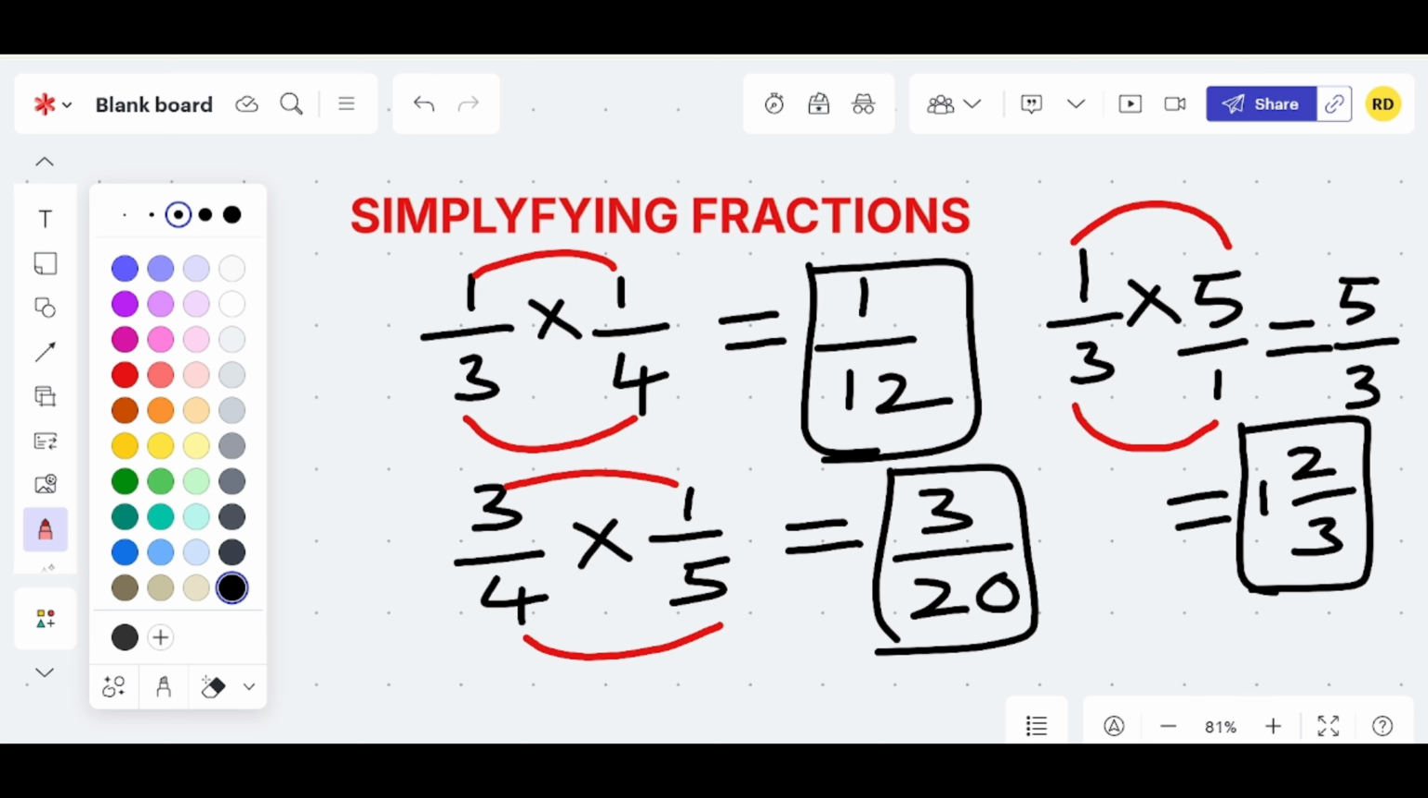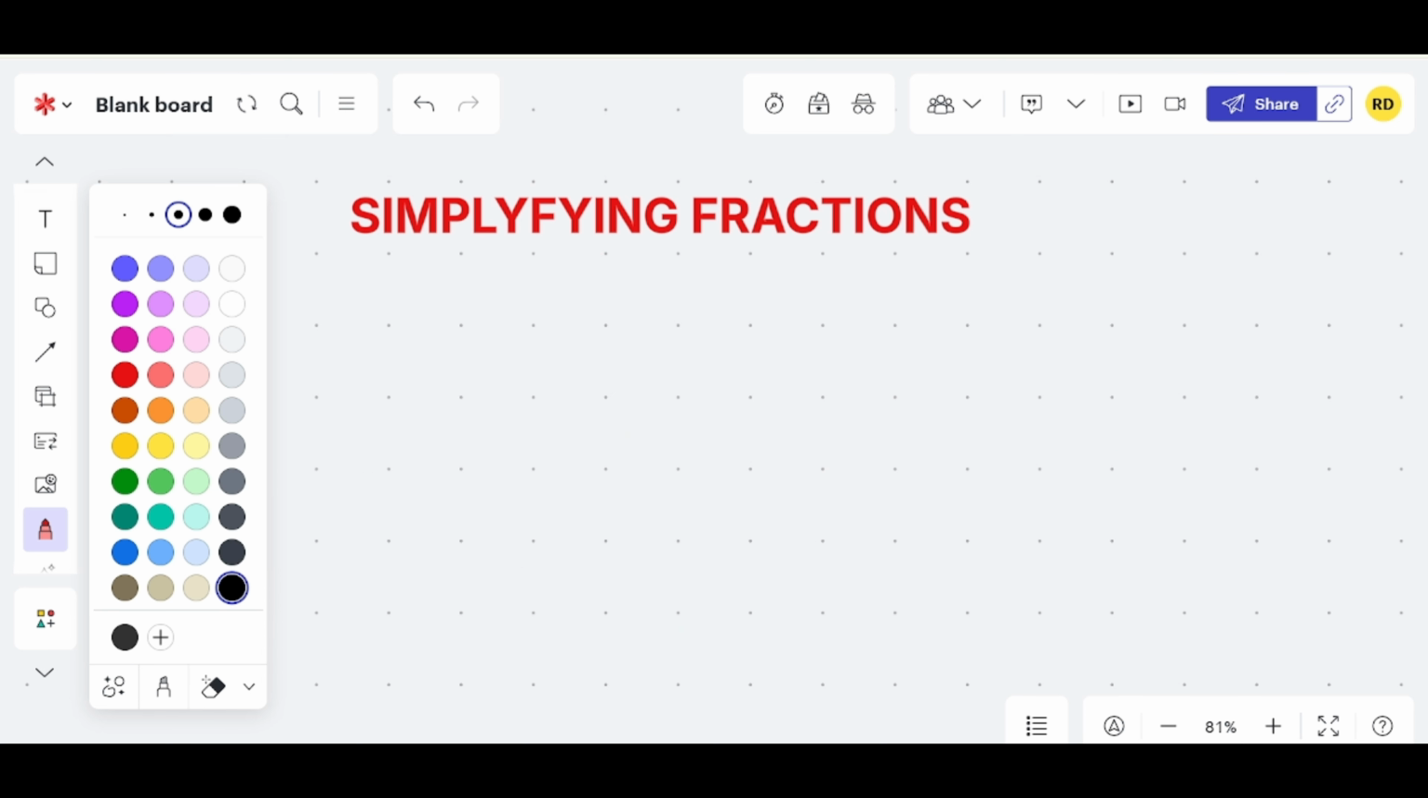Now let's learn how to divide fractions. As you all remember, division is the opposite of multiplication. You already know that. So now let's see how we divide fractions. Say, for example, we are dividing 4 over 5 by 1 over 2. So what is the answer? As you remember, division is the opposite of multiplication.